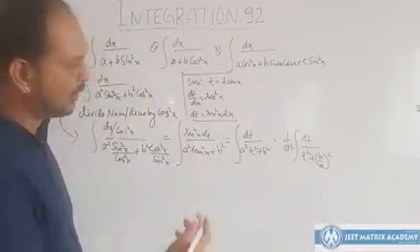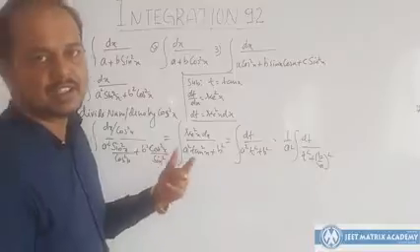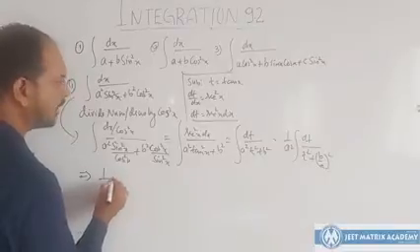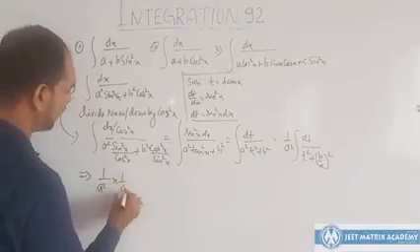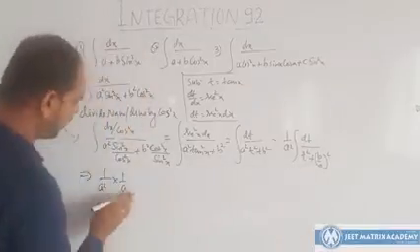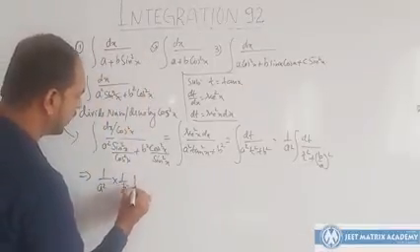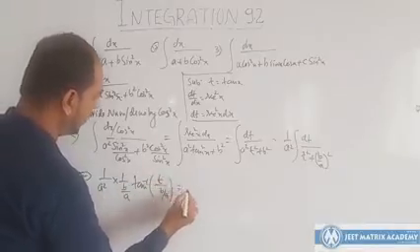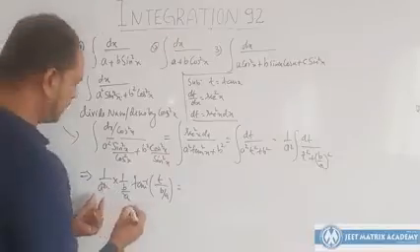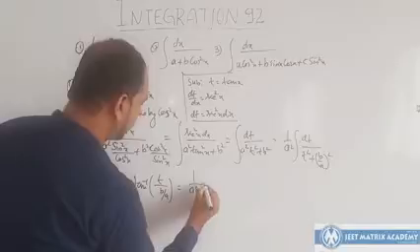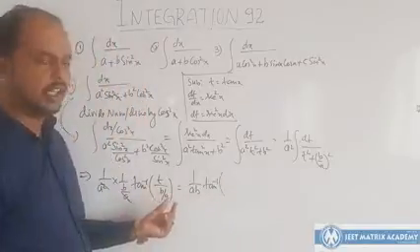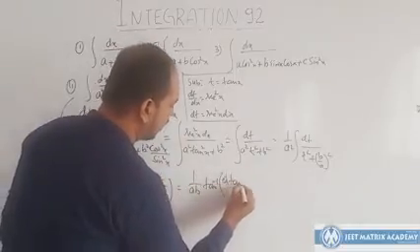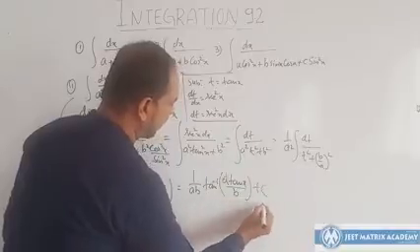We know the standard integration: 1 by a tan inverse of x by a. So the answer would be 1 by a square into 1 by (b by a), tan inverse of t by (b by a). Simplifying, a gets cancelled, so it will be 1 by ab tan inverse of, instead of t you can substitute tan x, so a goes to the numerator: a tan x by b, plus c. This is the final answer.